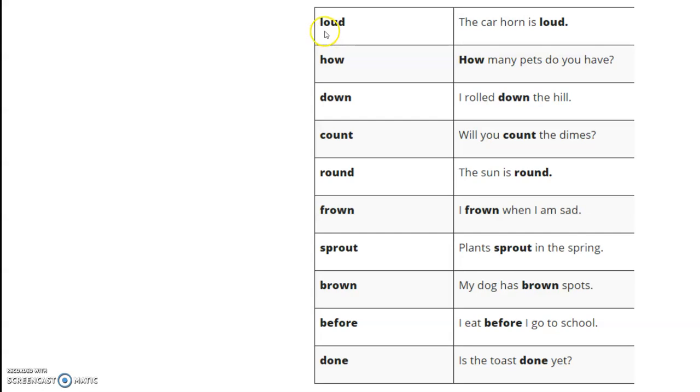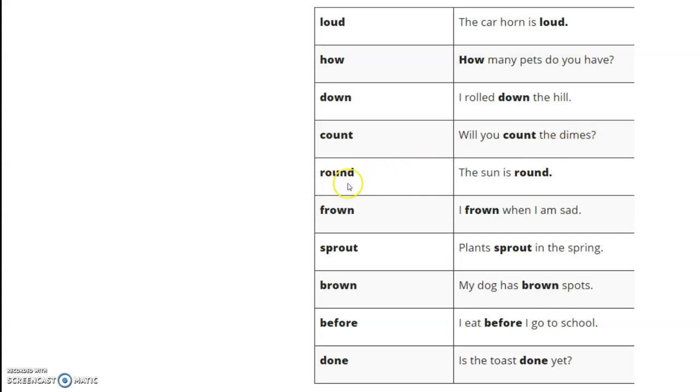So our first sentence is for the word loud. The car horn is loud. Our next one is for the word how. How many pets do you have? Our next one is for the word down. I rolled down the hill. The next one is for the word count. Will you count the dimes?